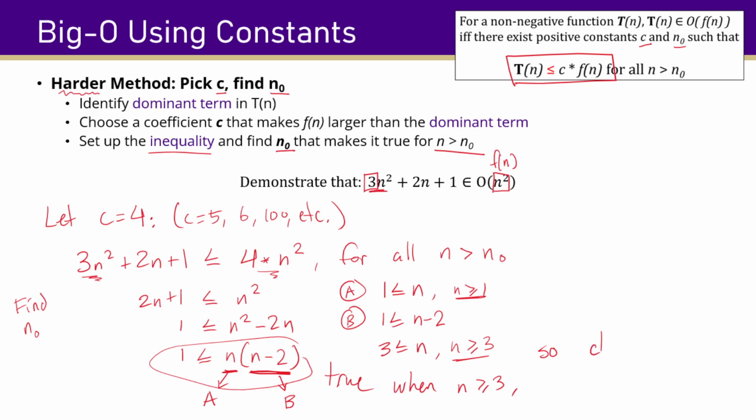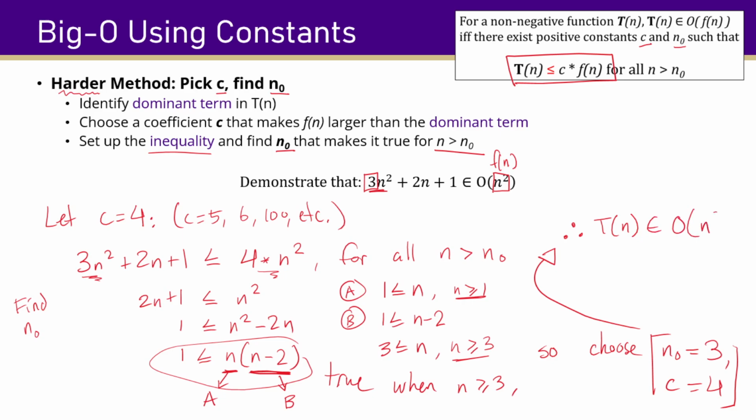So we want to choose n naught equal to 3. And of course, c is equal to 4. And we found our two constants. Therefore, t of n is going to be in big O of n squared.